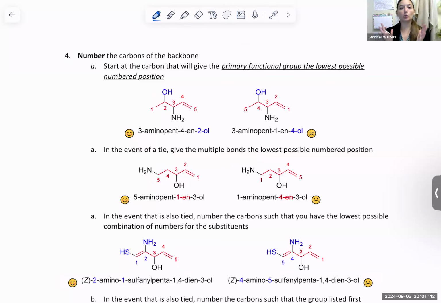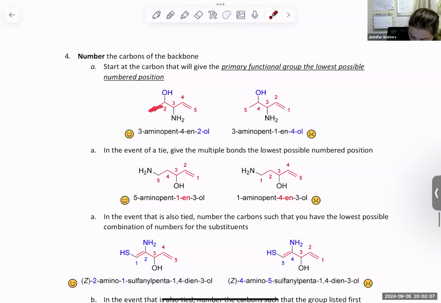Next, we need to identify the location of our substituents. So we have identified our backbone. We then identified all of our substituents and how to name them. Now I need to give them numbers, a location on the backbone. You must first start at the carbon that will give the primary functional group the lowest numbered position. So if you have a primary functional group, start as close to it as possible.